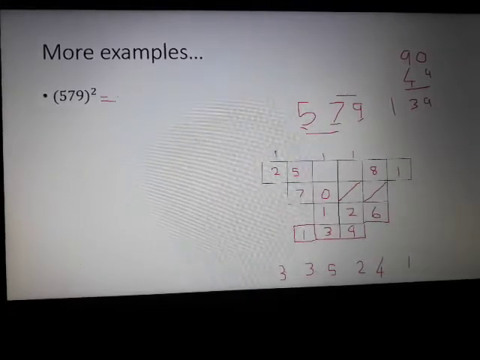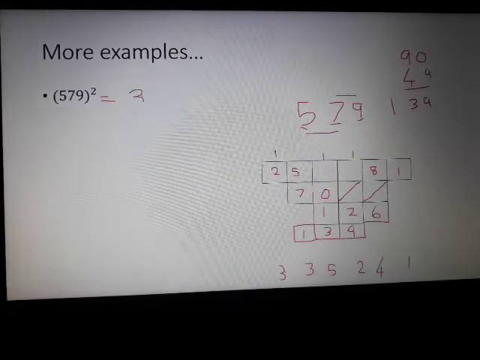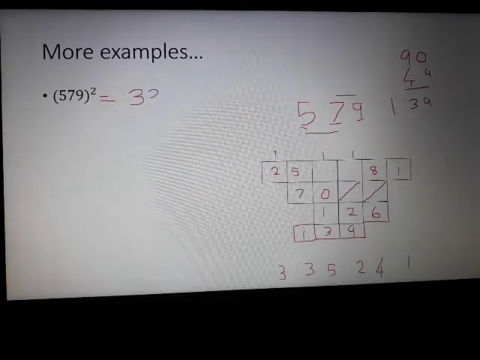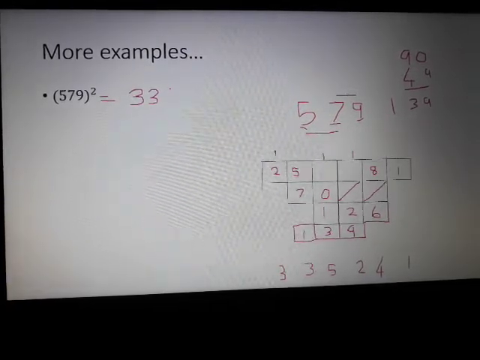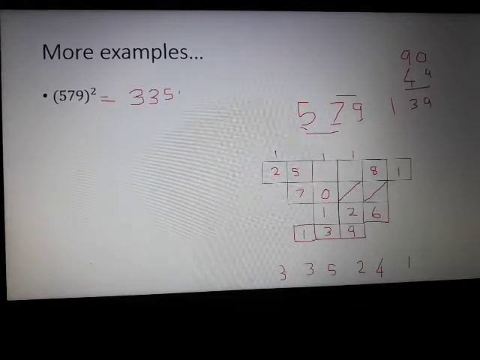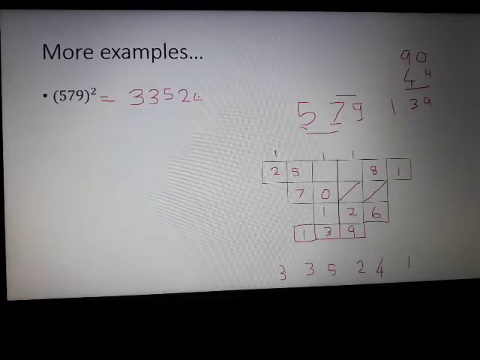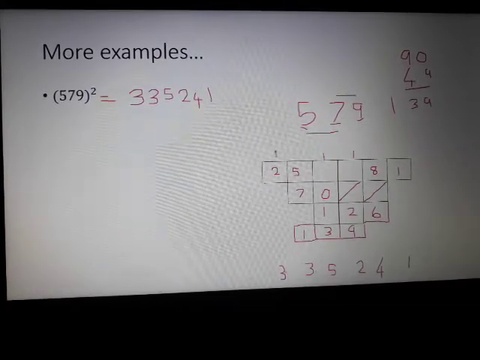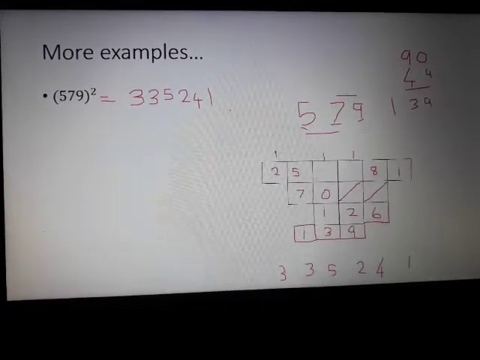Therefore, the square of 579 using the inverted pyramid technique is 3, 3, 5, 2, 4, 1. Now let's check the result with the help of the calculator.